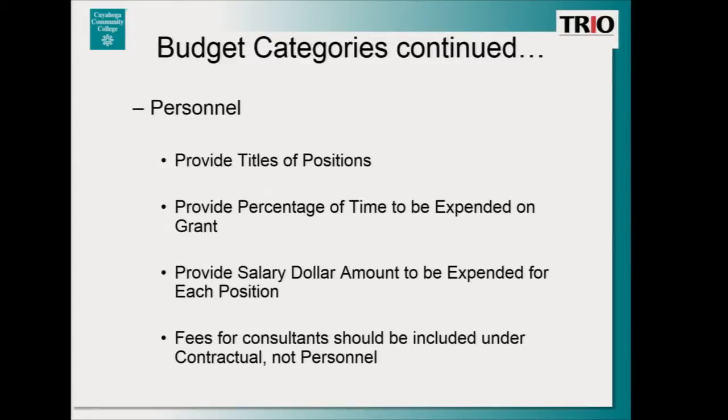In the personnel category, you will provide the position titles, percentage of time that each position will expend on the grant, salary dollar amount, and one note is you will not include consultants' time. This will be included under contractual, not personnel.